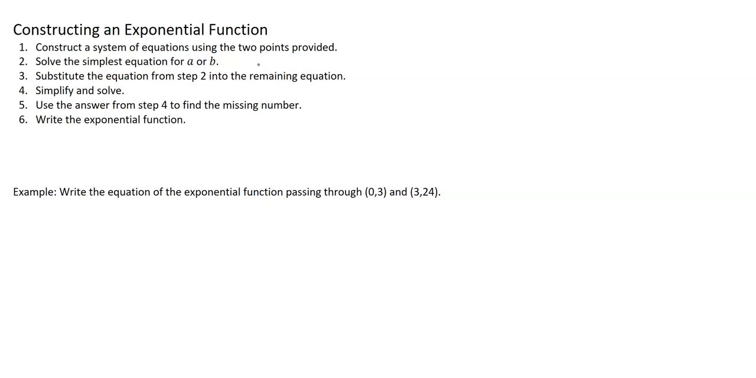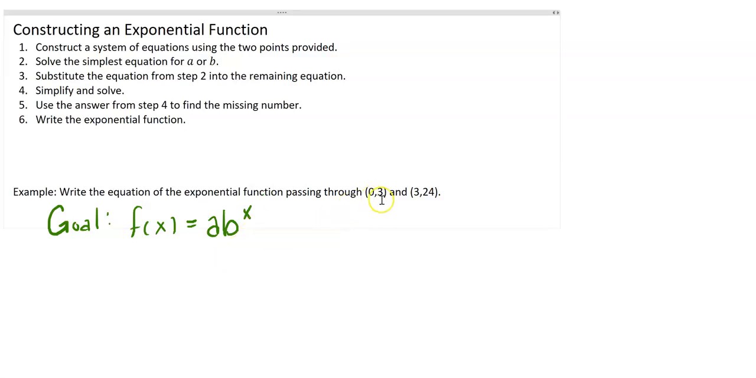That sounds awfully convoluted, so let's go through an example. We want to write the equation of the exponential function passing through (0, 3) and (3, 24). Now, if we remember, our goal here is going to be a function that looks like this: f of x equals a times b to the x. Now, (0, 3) is a point (x, y), so is (3, 24).